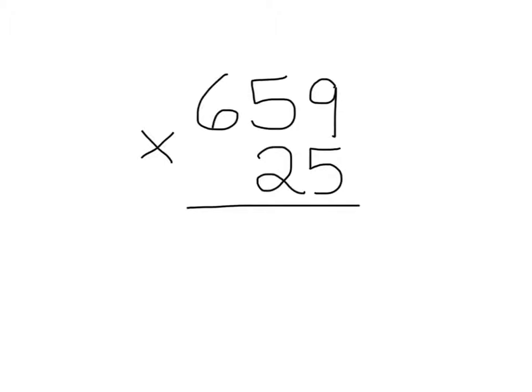659 times 25. So we're going to start with this 5 here, and we are going to multiply times the ones, and then times the tens, and then times the hundreds. So 5 times 9 is 45. We put the 5 here, carry the 4. Now we multiply times the tens. 5 times 5 is 25, plus 4 is 29. Put the 9 here, carry the 2. Now we multiply times the hundreds. 5 times 6 is 30, plus 2 is 32.